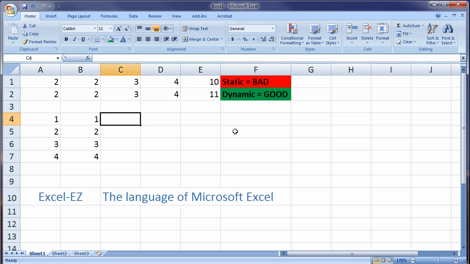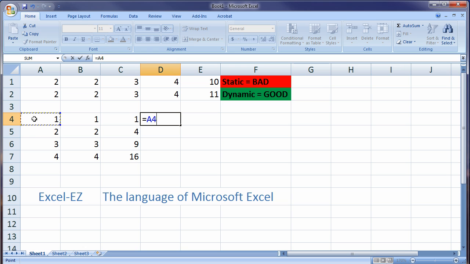So let's continue with this concept just a little bit. Another example of static and dynamic. Here, I'm going to multiply. So I would say 1 times 1. That gives us 1. Here, equals 2 times 2, 4, equals 3 times 3, and finally equals 4 times 4. So there's the values. Now I'm going to do this the right way by saying equals, and this time instead of typing it, I'm going to come over and click on the cell. Equals A4 times the value in B4, and I get that.